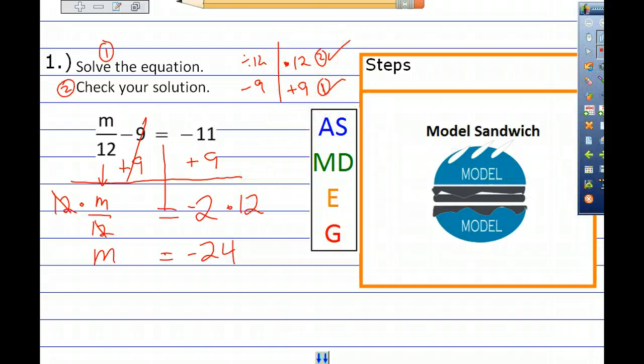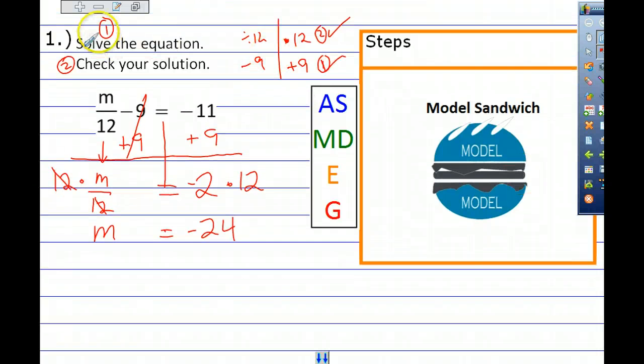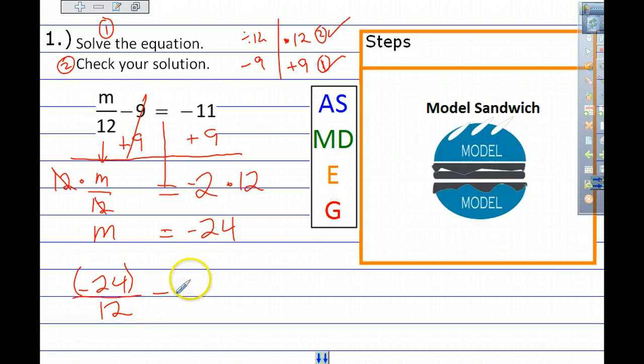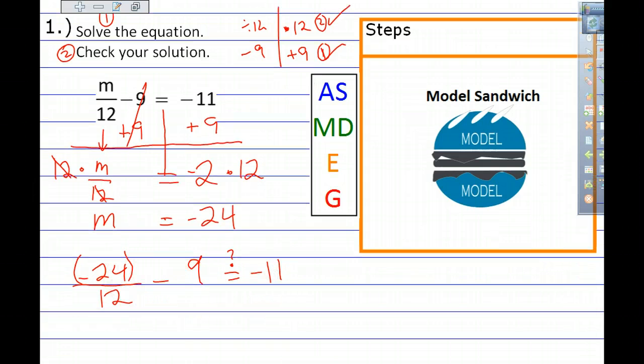Are we finished with this problem? No. Again, read the directions, especially on your homework. Let's say do a check for every problem. So your next step is take your answer, plug it in. Notice how you're going to do the exact same thing we did at the beginning. We just have the correct answer now. And you're going to check, question mark, if it's actually equal to negative 11. If it's not equal to negative 11 on the left-hand side, then something's wrong. You got the wrong answer.